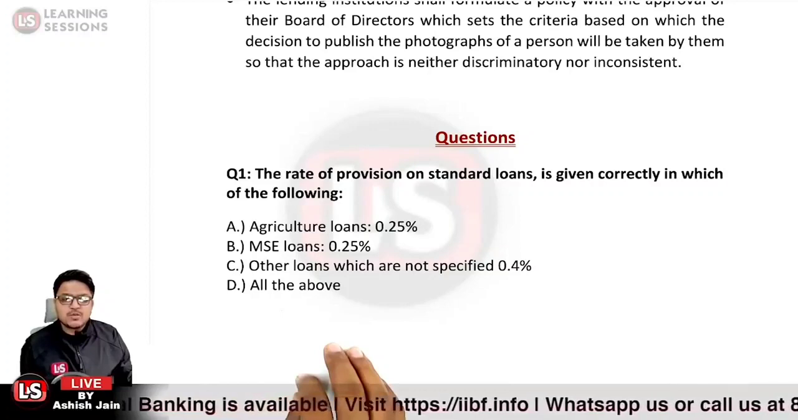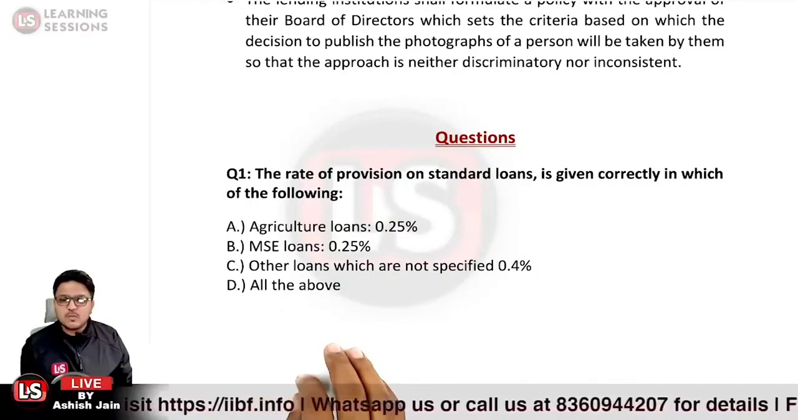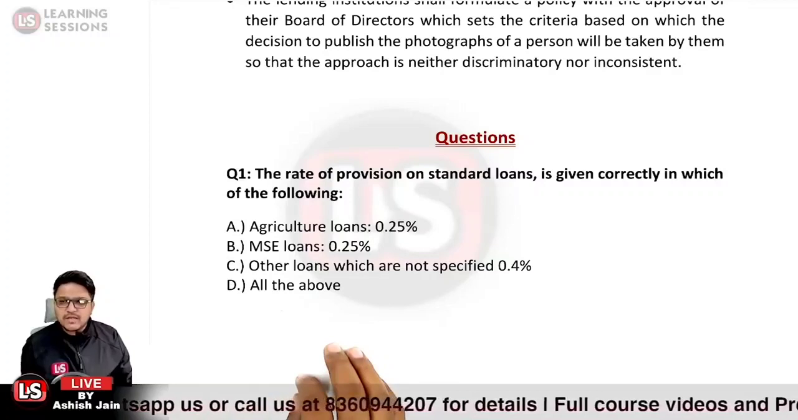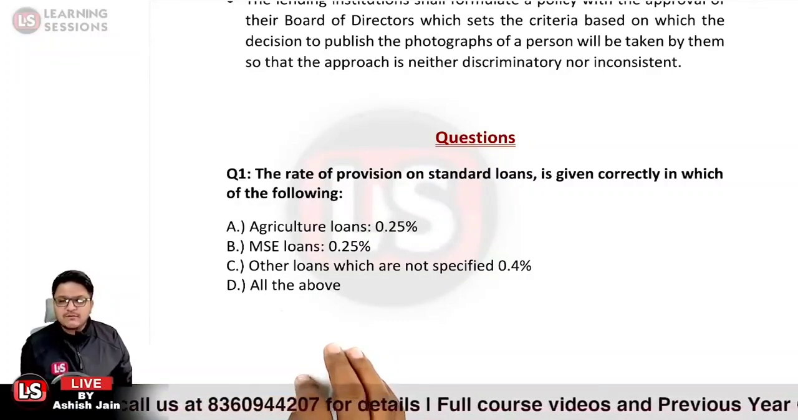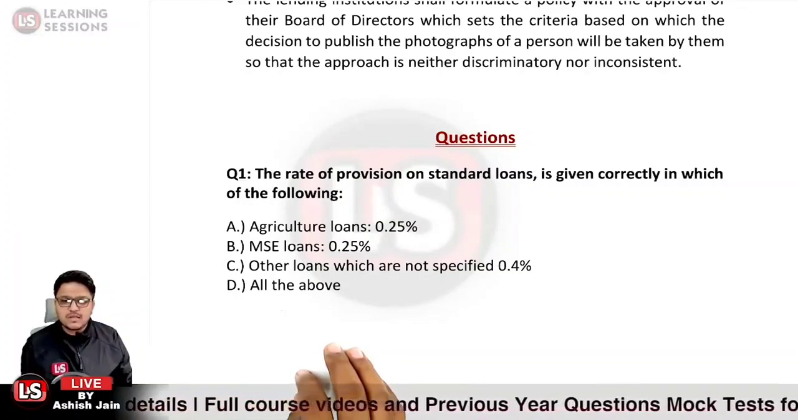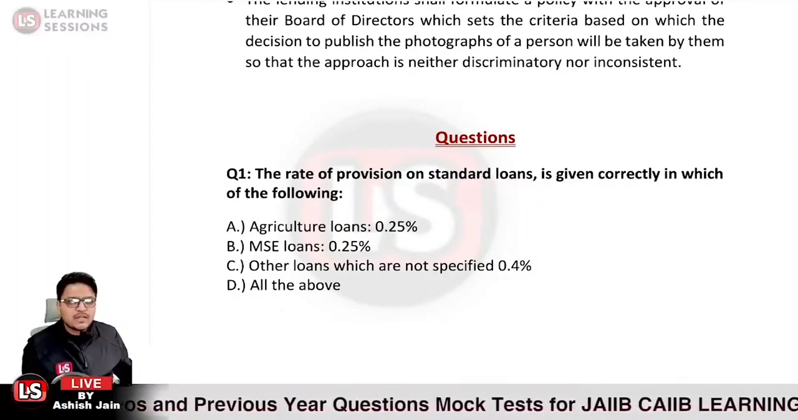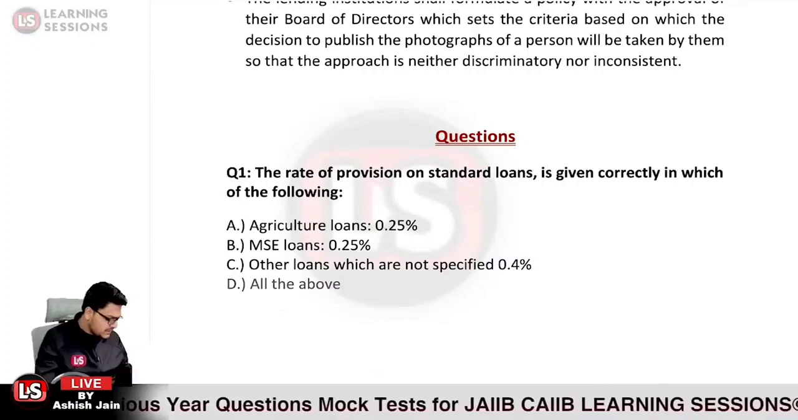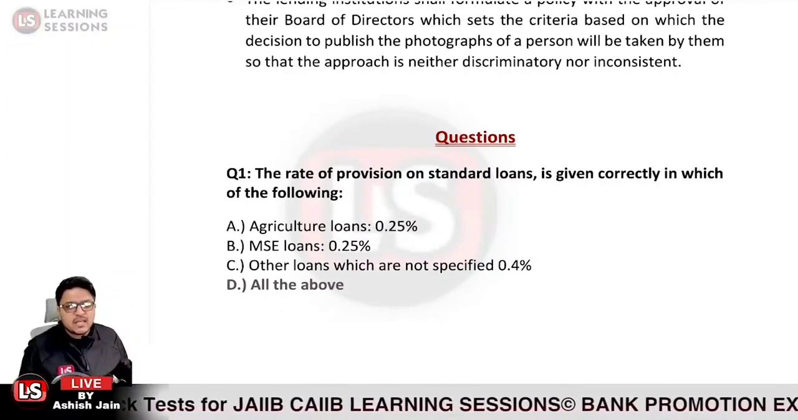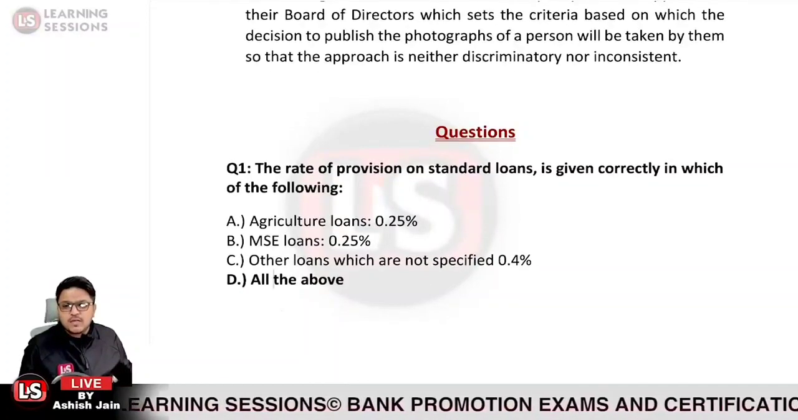Option A says agriculture loans 0.25%, MSME loans 0.25%, on other loans which are not specified 0.40%. Option D, all of the above. So I told you already that even in the case of standard loans, the provision is to be created, and further what would be the right answer over here? Kindly please do answer at the earliest. So the right answer over here is option D, all of the above. We already know that in the case of agriculture loans it is 0.25%, and also in the case of MSME loans it is 0.25%, and in the case of all the other loans which are not specified it is 0.4%. So option D over here is the right answer.